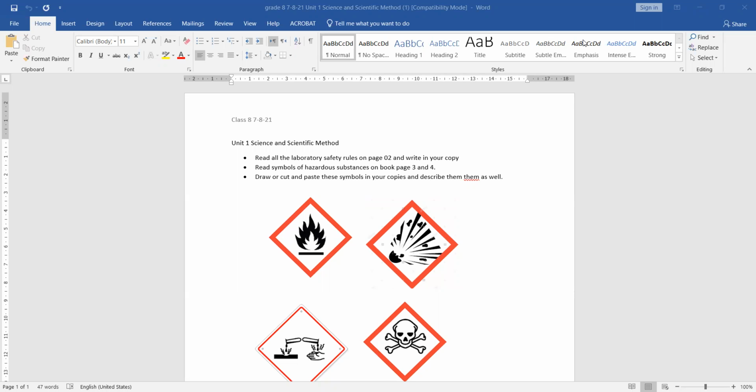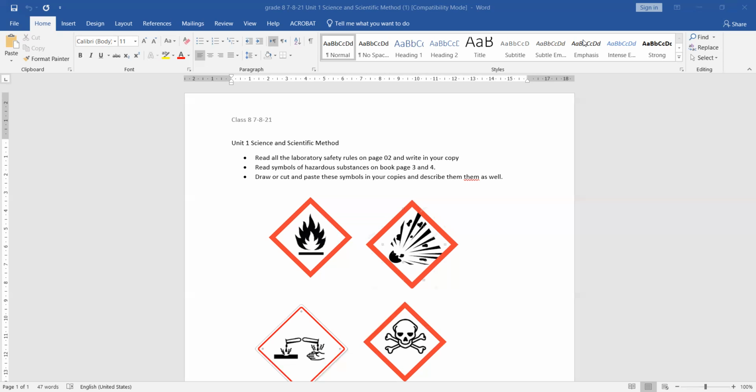So the first rule is do not enter the lab until the teacher gives you permission. The second is open the doors and windows of the laboratory for proper ventilation. Materials should only be handled with the teacher's permission. Materials must only be used for the purpose allowed by the teacher. Read and understand the instructions properly before you start conducting the experiment.